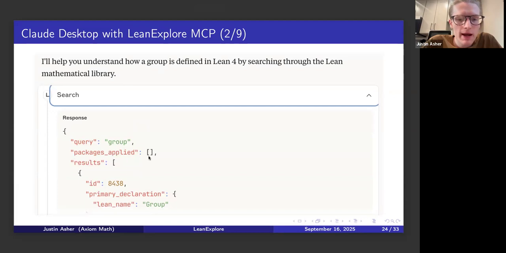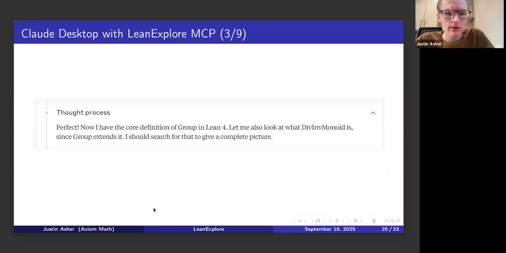It would choose all the packages, so it wouldn't filter by any packages. And then it would get its results back. The first ID is 8438, and the declaration is the group. Okay, so that's probably what we're looking for. And it goes, perfect. Now they have the core definition of a group in Lean 4. Let me also look at what a div-inv monoid is, since the group extends it. So in the definition of a group, it extends a division invertible monoid, I guess is what that probably means, or I'm guessing. And I should search for that to give a complete picture.